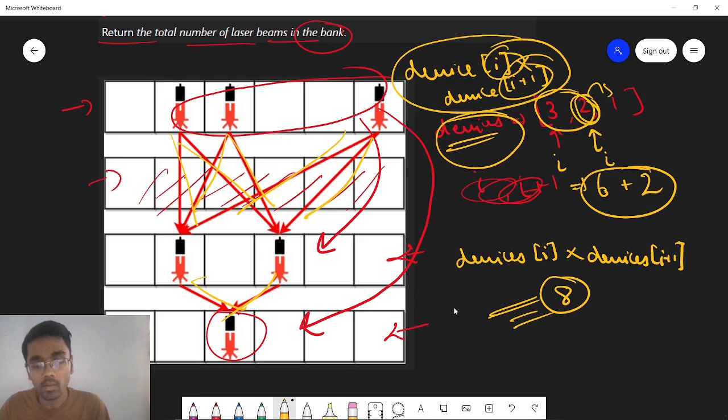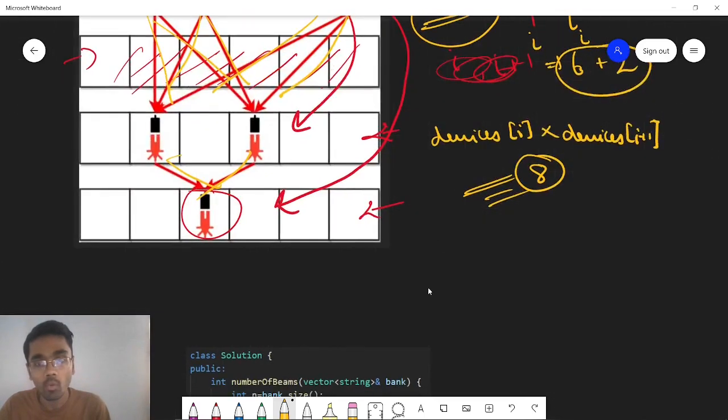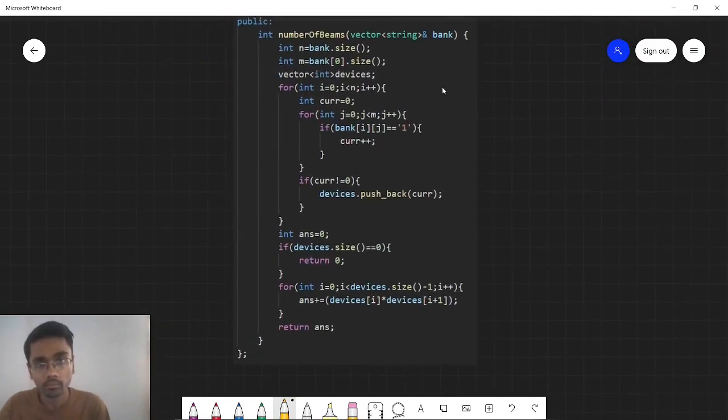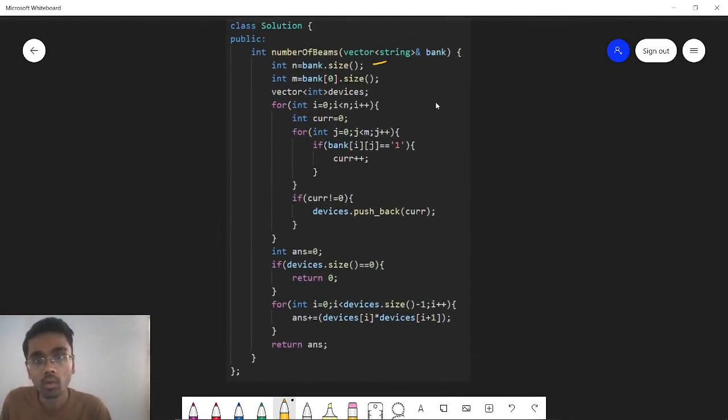Let us just see the code now, and you'll understand it in a better way from the code as well. So this is the code. I have just declared 2 variables n and m, which are the grid size. Then we have declared the devices vector. Then we are iterating over the entire grid of strings. We will check whether this particular row has some 1 or not. If it has some 1, we will increment our counter and count how many 1s there are.